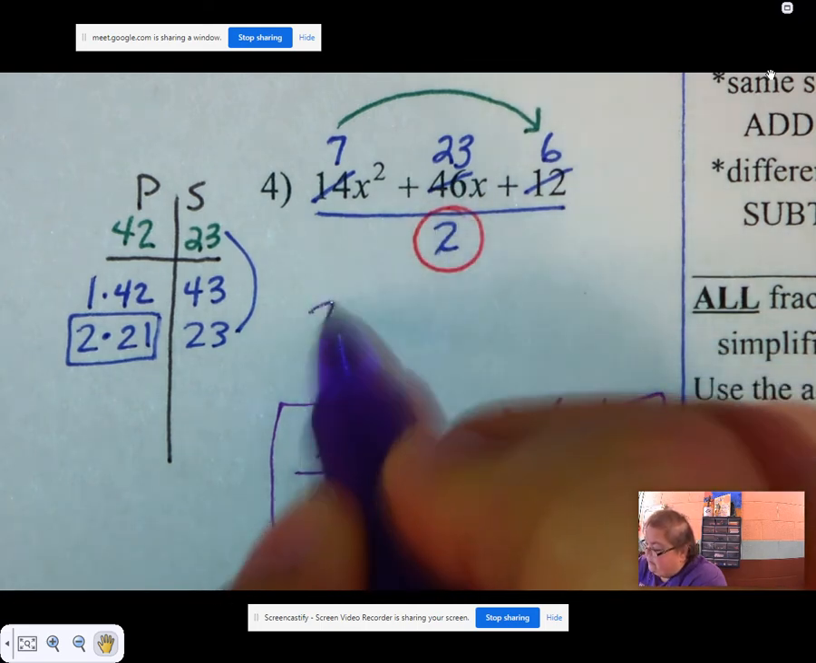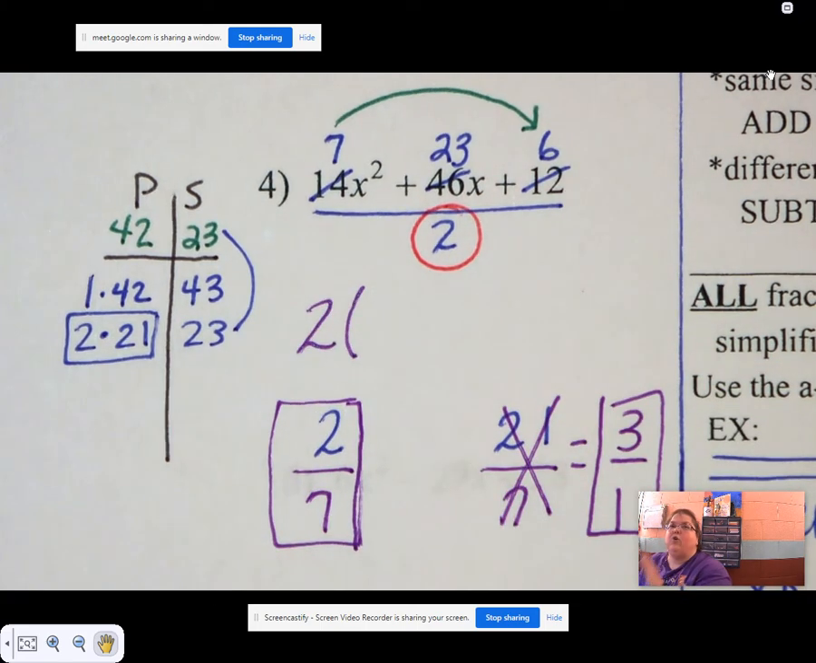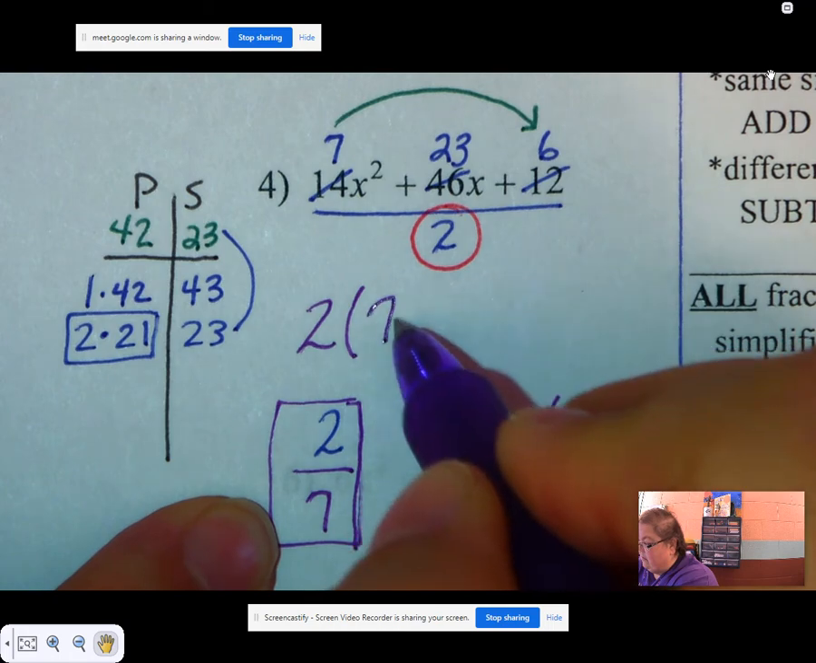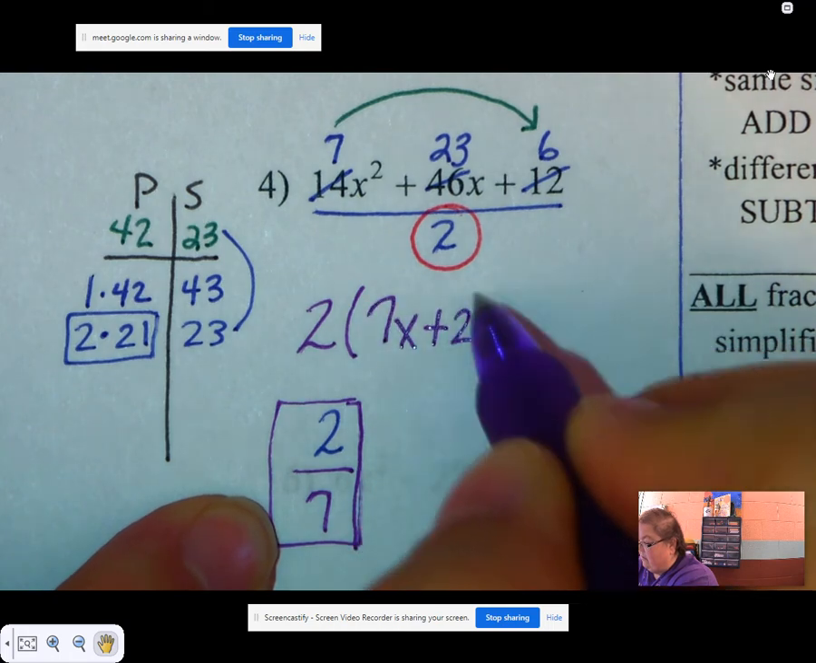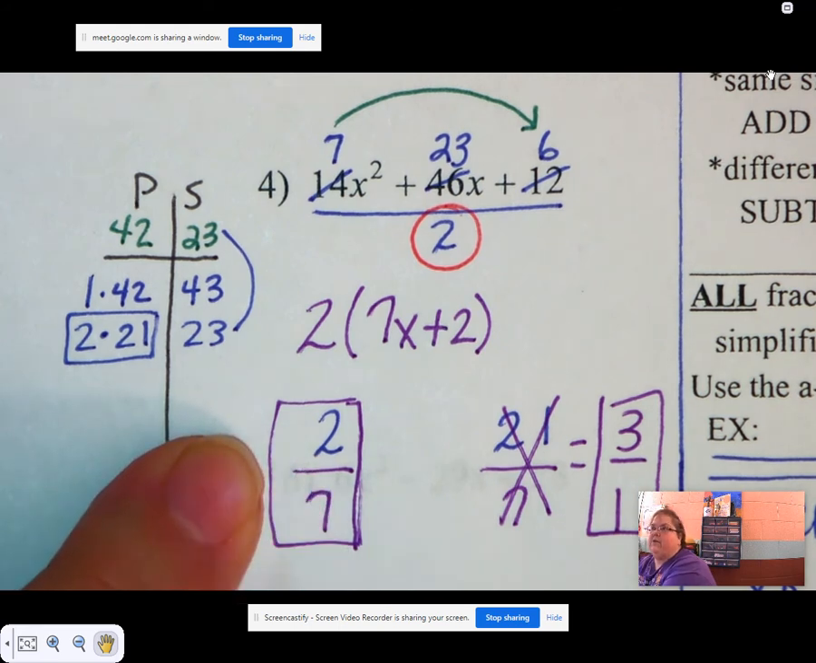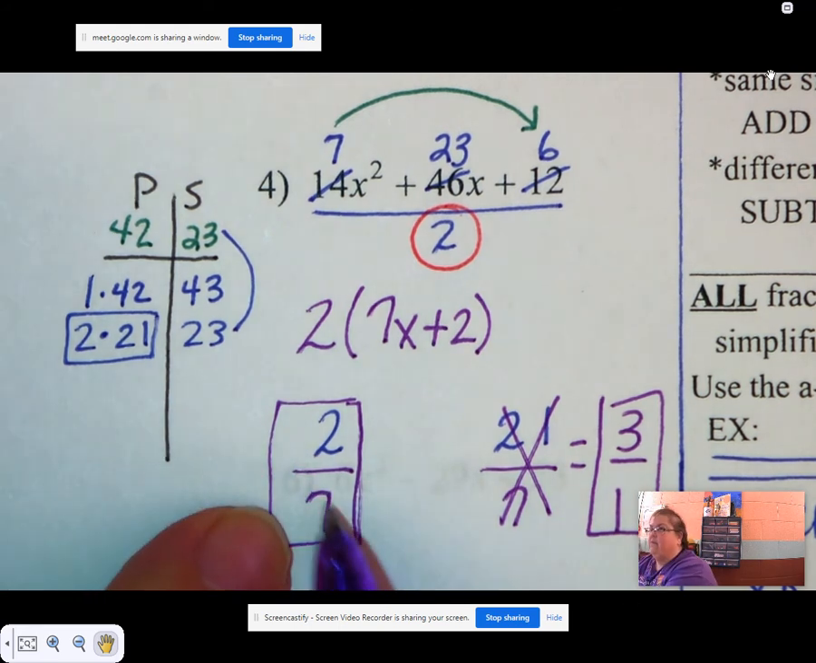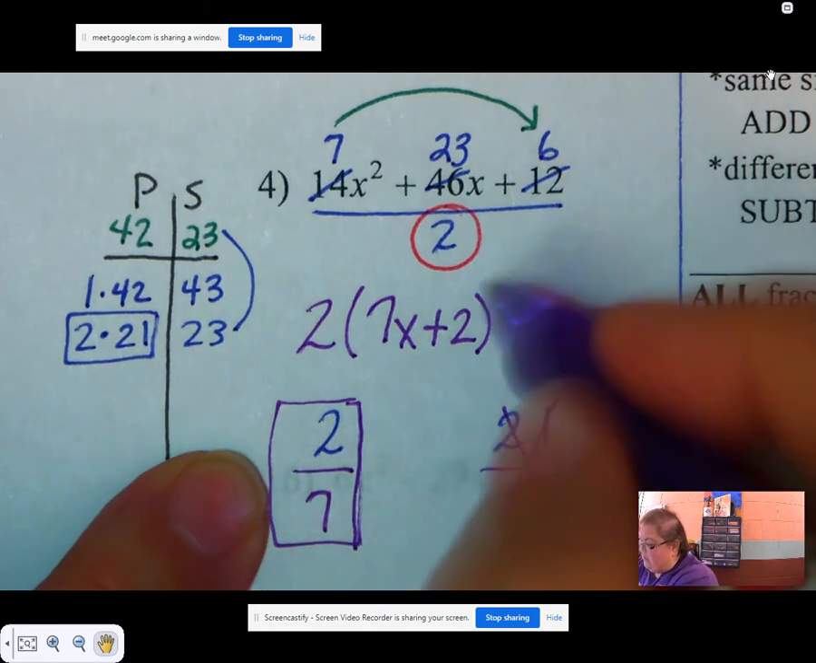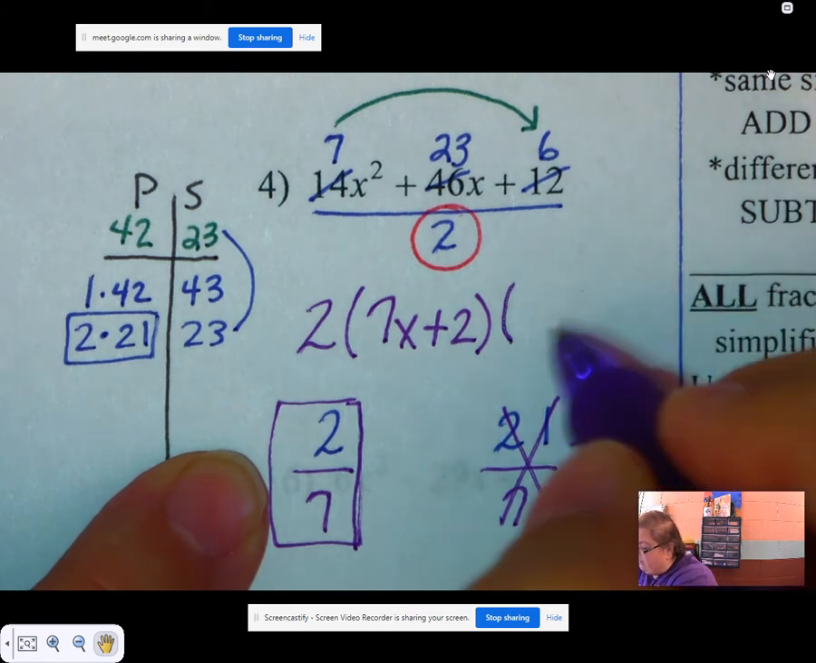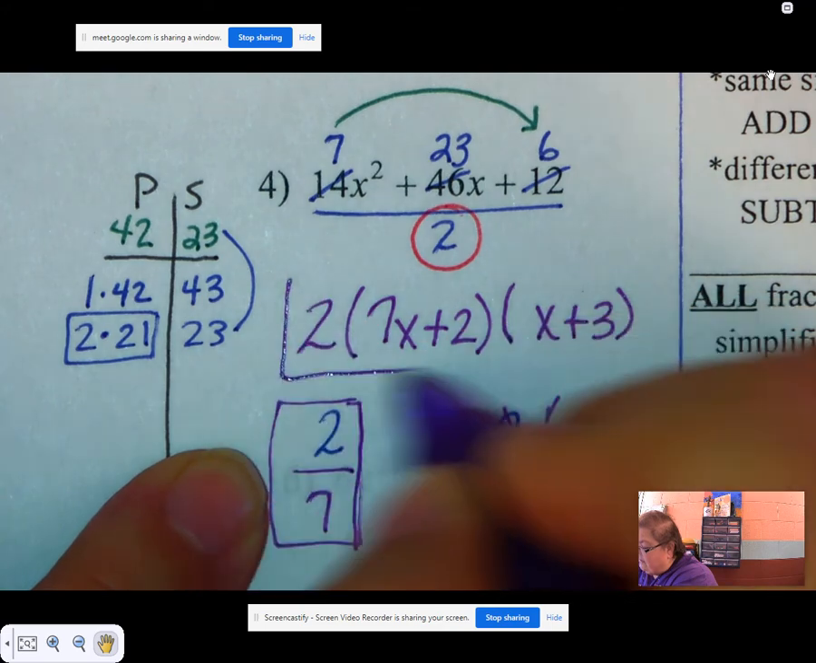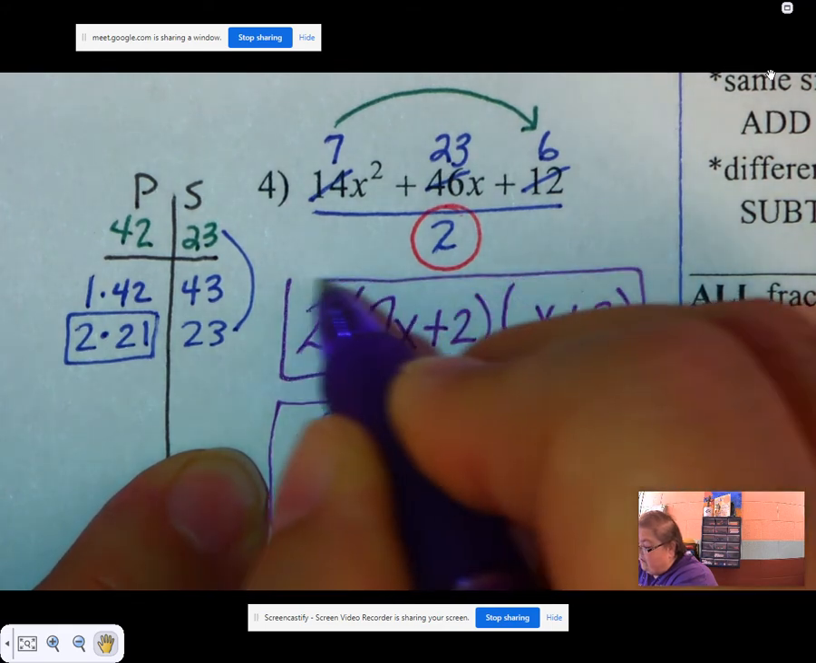GCF. Out front. Always. Always. GCF is always out front. Okay. What goes in my first binomial? And then plus 2 because it's positive. Very good. Remember, the top number is always going to be my factors at the end. Okay, what is my second binomial? X plus 3. This is my final answer.